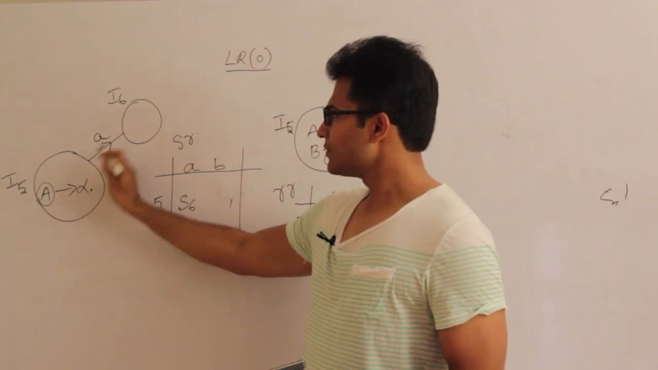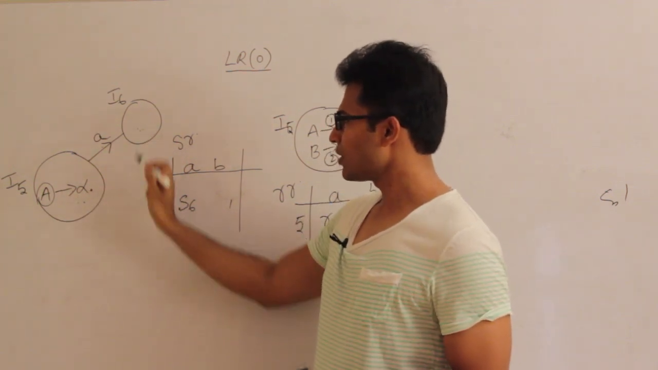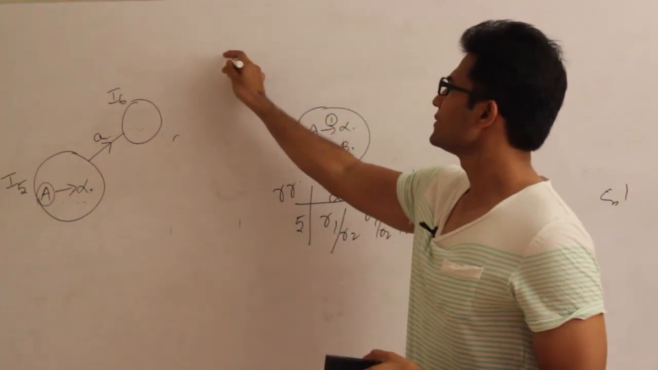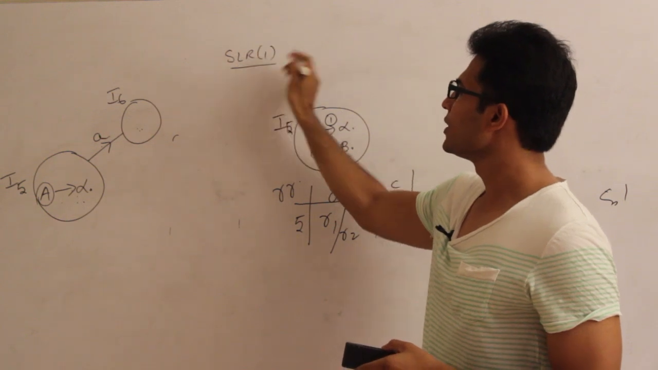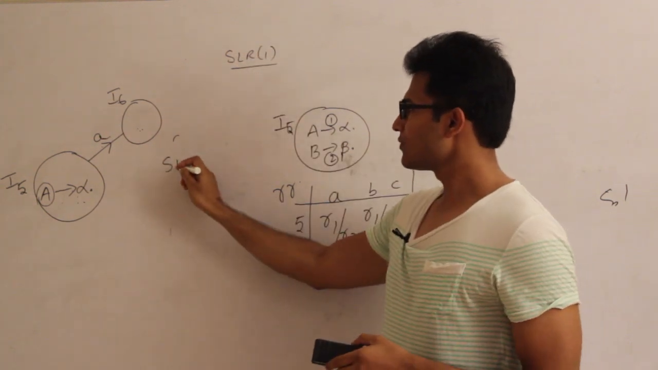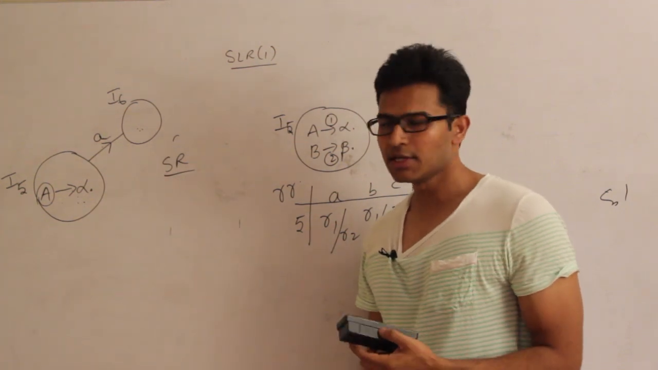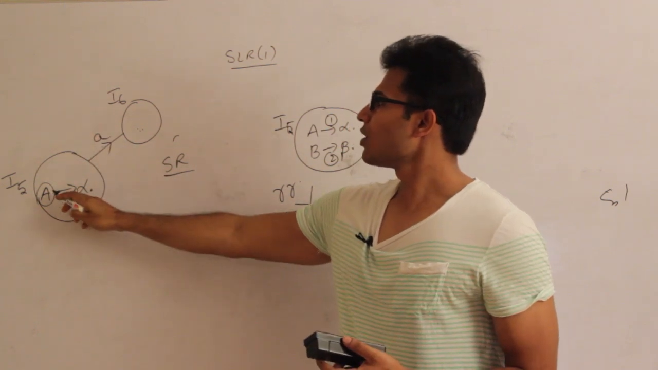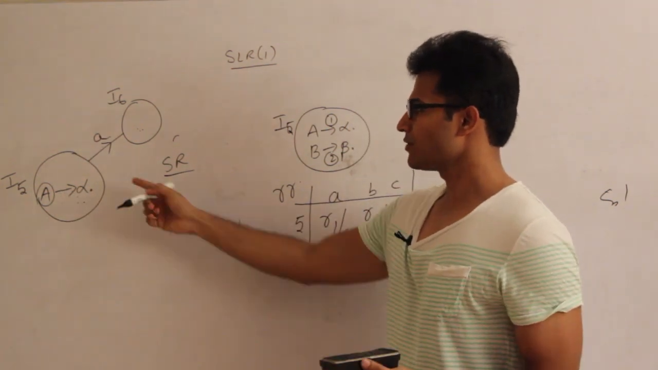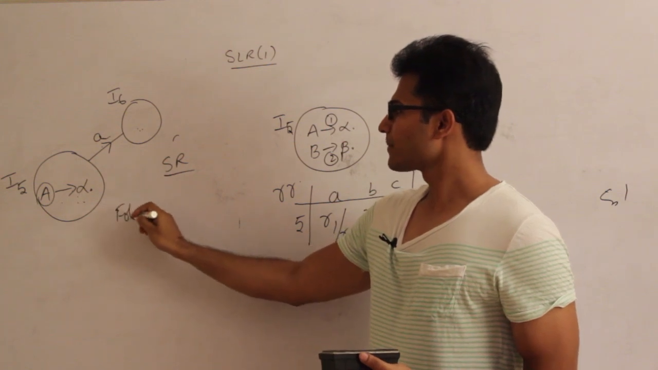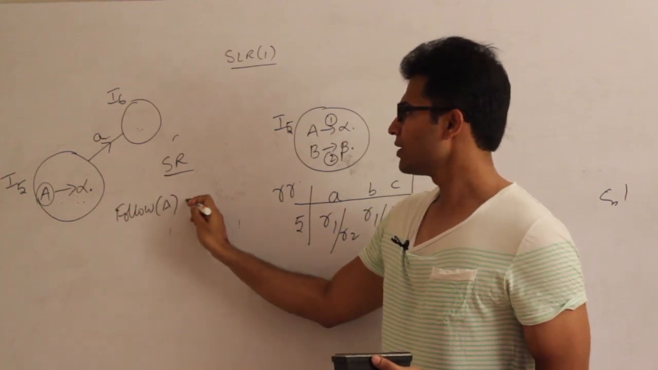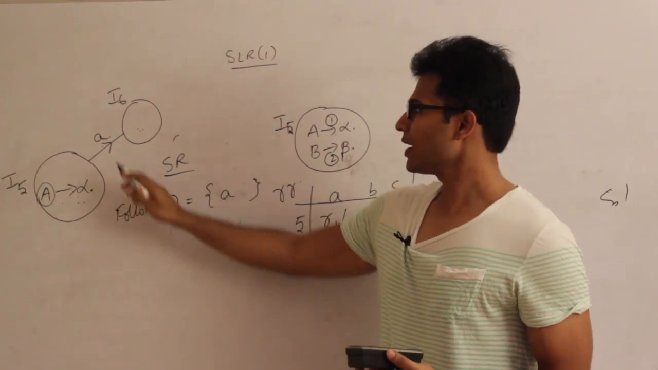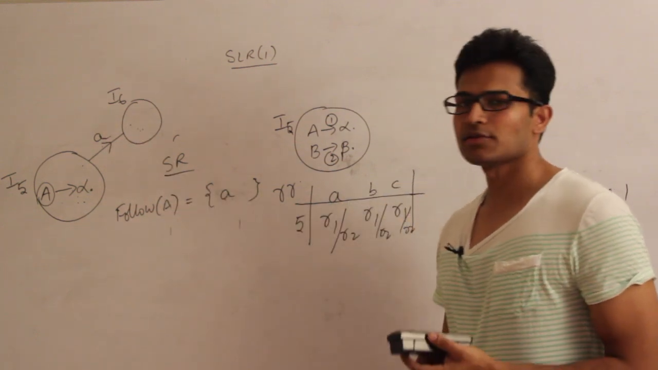So in case this grammar is not SLR1, or if you have to get an SR conflict in an SLR1 grammar parsing table, then the possibility is, you have to see the follow of the left hand side. What is the follow of the left hand side? Follow of A. If follow of A contains small a, then only this reduce move will be placed under small a, and already there is a shift move, then only we are going to get an SR conflict.